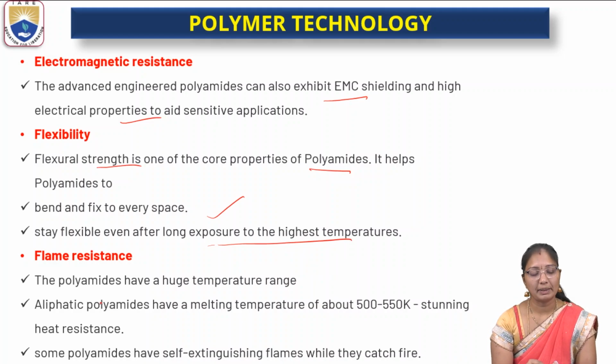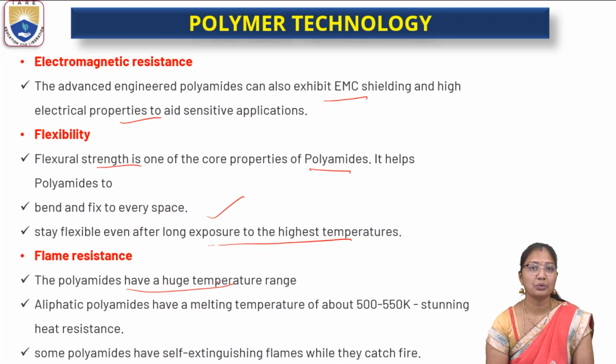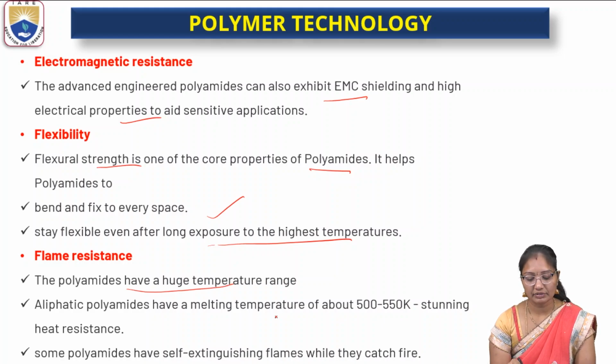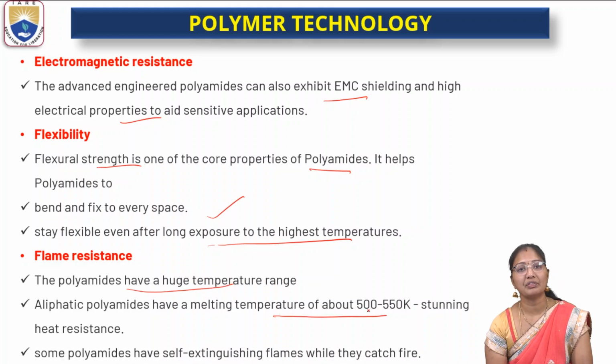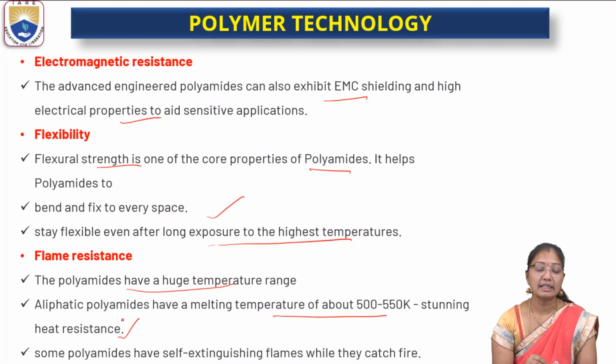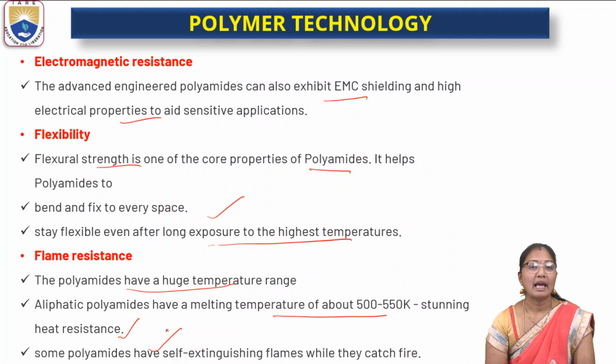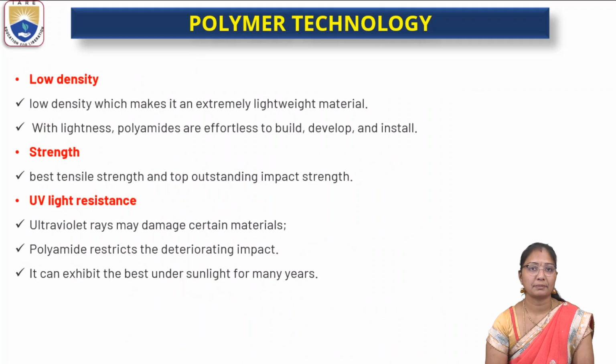So it is also flame resistant. These polyamides have a huge temperature range, of about 500 to 550 Kelvin. It gives a stunning heat resistance. Some polyamides are self-extinguishing, so if they catch fire, they have the capacity to stop that fire. The self-extinguishing capacity is there for special polyamide polymers.